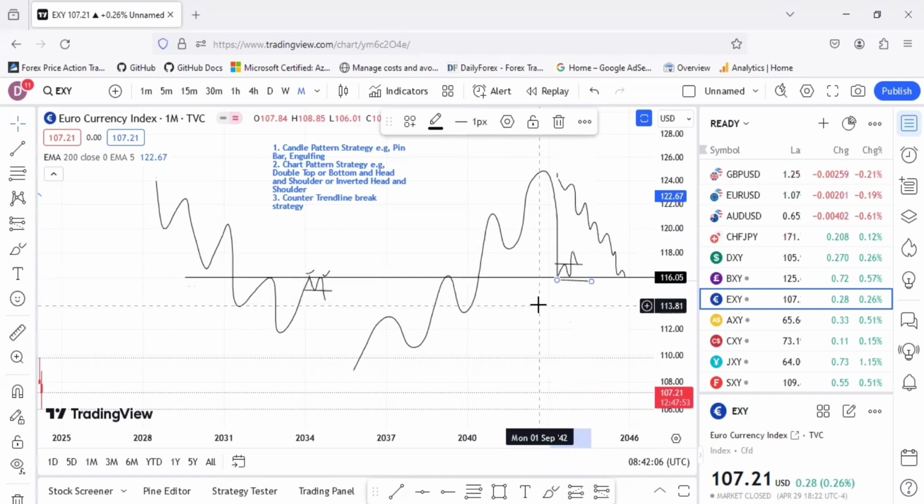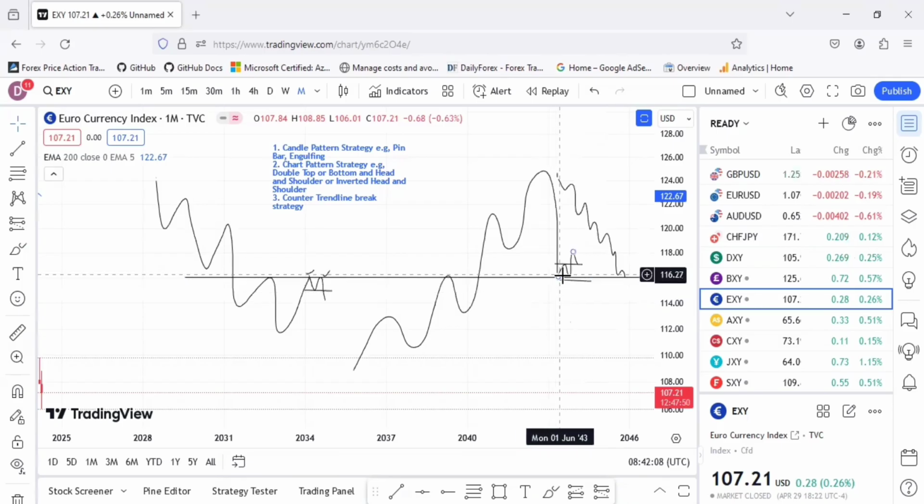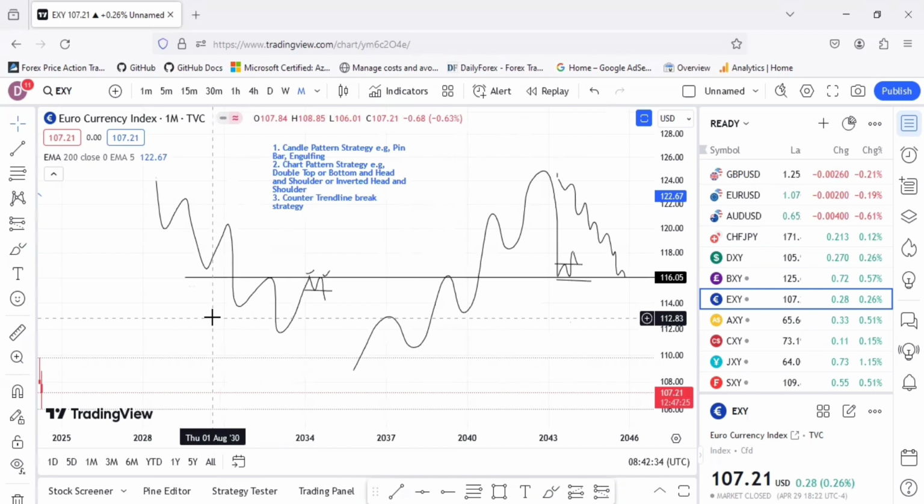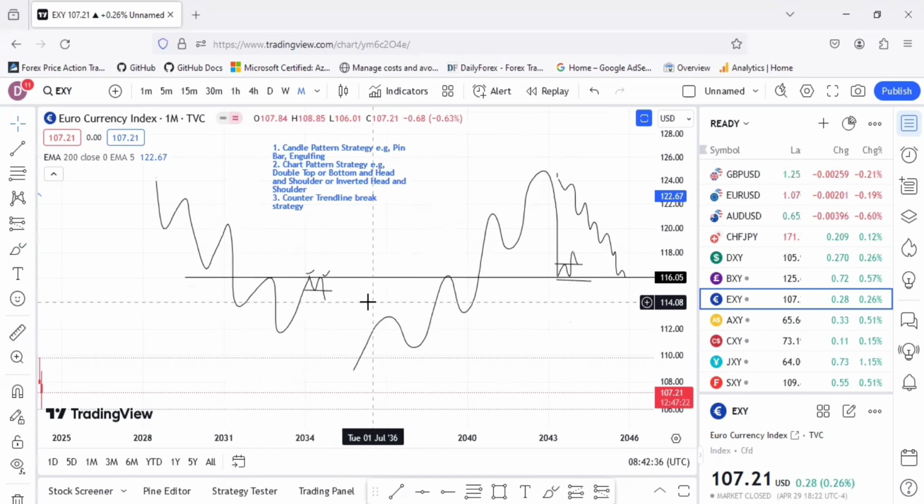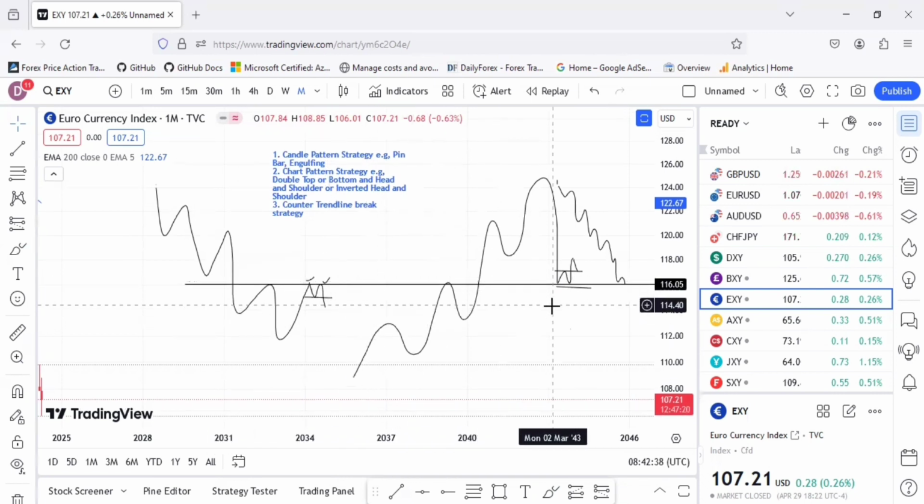So all you need to do is wait for your chart pattern at this level to form, neckline break, retrace, then you join. That is all you need to do at that point. So I believe you understand the double top and the double bottom now. And if you don't understand what I'm saying, go and watch my video on chart pattern. It will give you a better explanation.